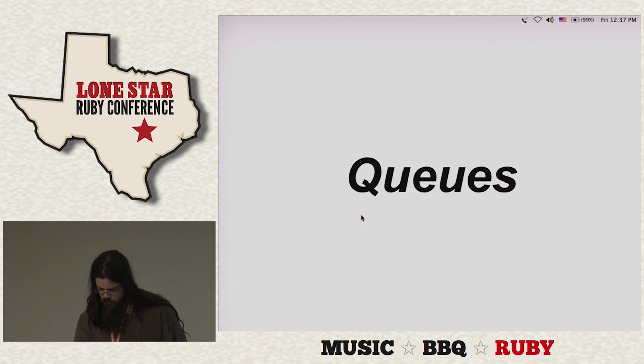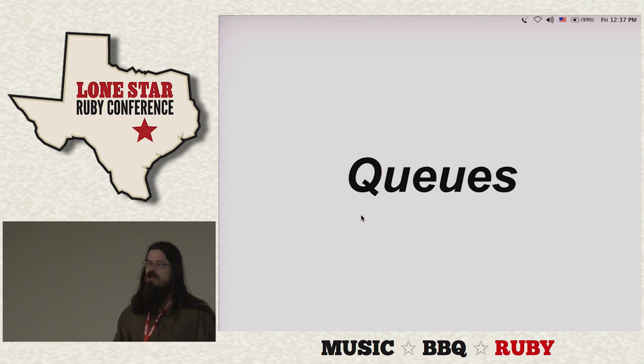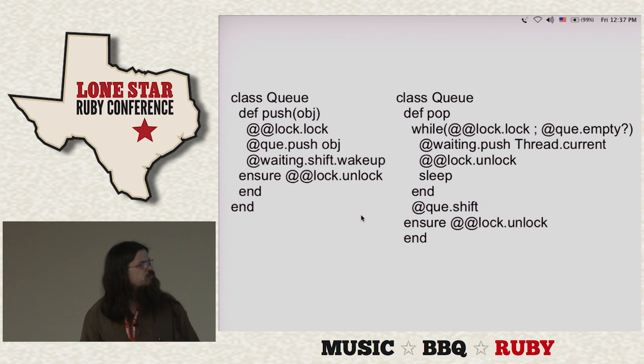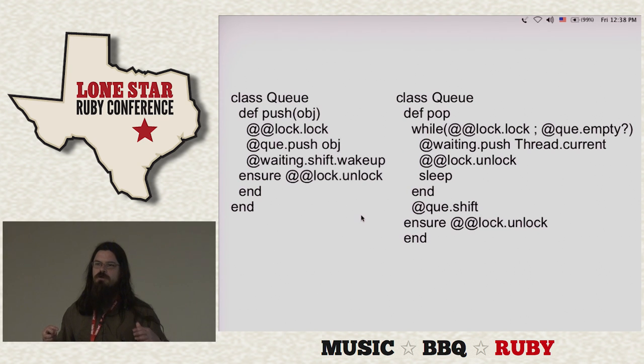Okay, now finally we have queues. We all know what a queue is from our CS101 class, I'm sure. Here's an example of a queue implementation for thread communication. There's a special type of queue that's used for communicating among threads, where if you try to take something from the queue when it's empty, your thread will block waiting for someone else to push something onto the queue.